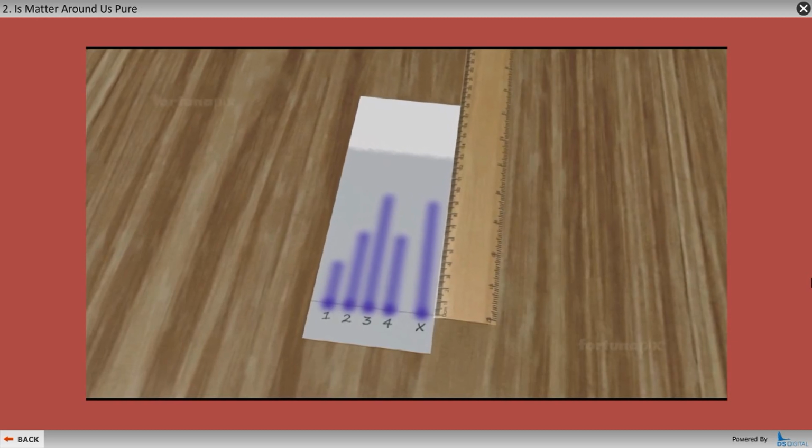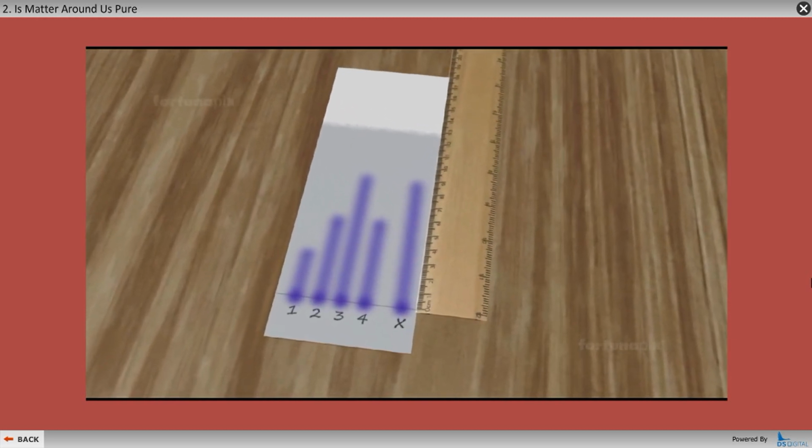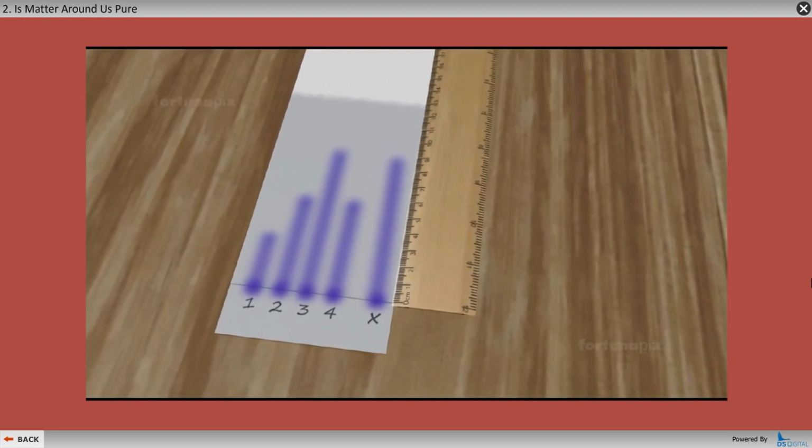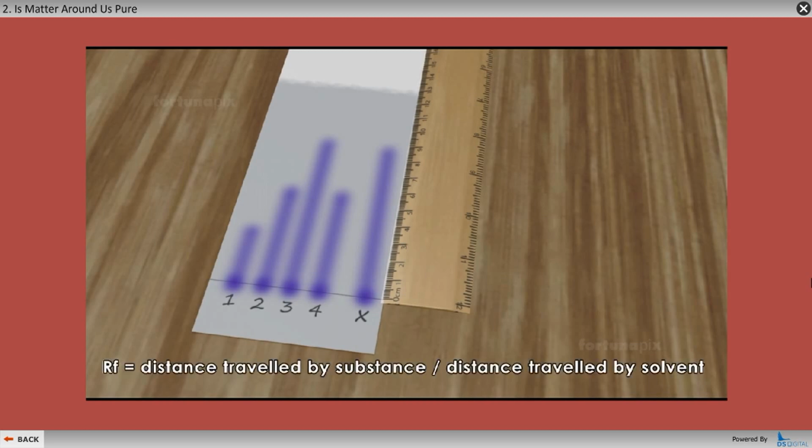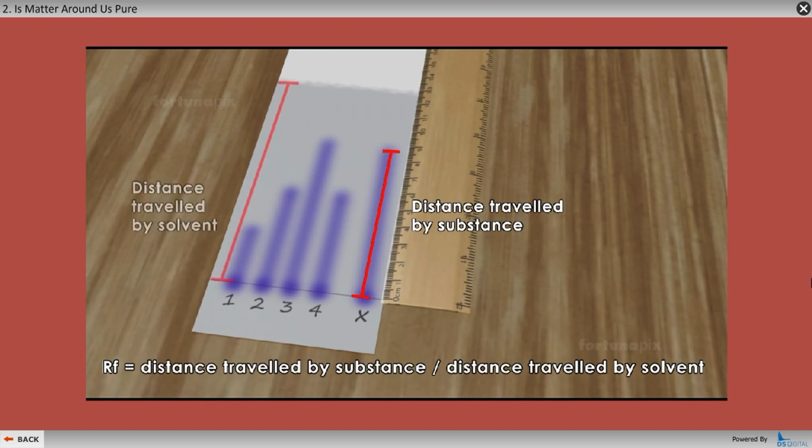The distance traveled by the substance relative to the solvent is a constant for a particular compound as long as everything else is constant. It can be found by using the formula RF is equal to distance traveled by substance divided by distance traveled by solvent.